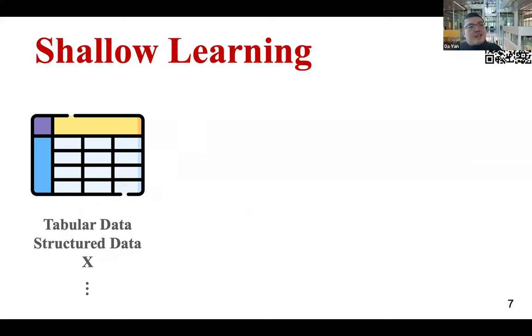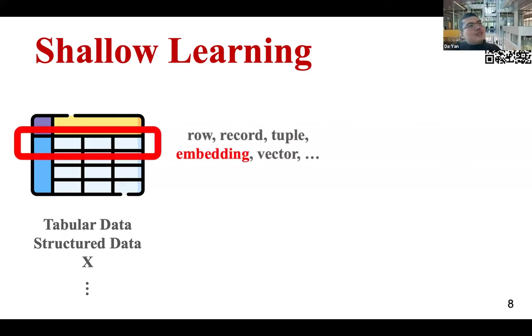We can also call it X. X is a variable, the input data in machine learning or statistics. Y is the output data, predicted from the input X. The shallow learning setting is really a table of rows. You can call it a row or a record. In a relational database, we call it a tuple. In deep learning or machine learning, we call it an embedding, and you can also call it a vector. It's the same thing, just a row of values.